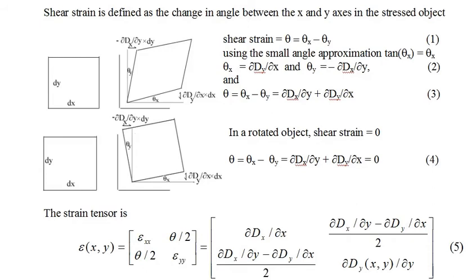As the second diagram shows, rotating the object, which does not produce any stress in the object and hence no strain, does produce non-zero values for theta x and theta y, so we have to be careful in defining shear strain. The solution is to define shear strain as theta x minus theta y. The strain tensor is shown in line 5.